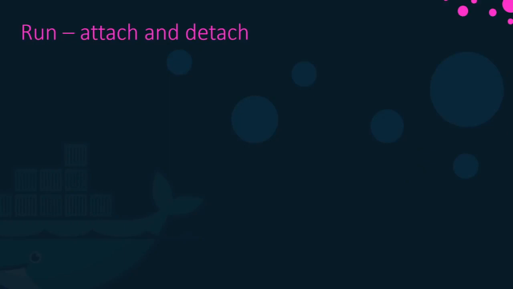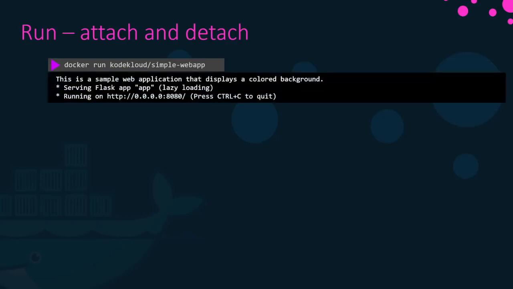Finally, let's look at one more option before we head over to the practice exercises. I'm now going to run a Docker image I developed for a simple web application. The repository name is codecloud/simple-web-app. It runs a simple web server that listens on port 8080. When you run a docker run command like this, it runs in the foreground, or in attached mode, meaning you will be attached to the console or the standard out of the Docker container, and you will see the output of the web service on your screen.